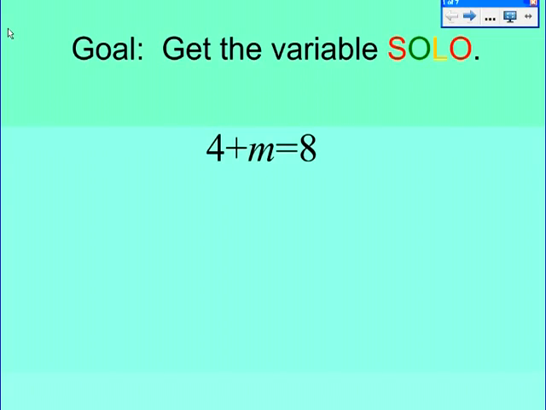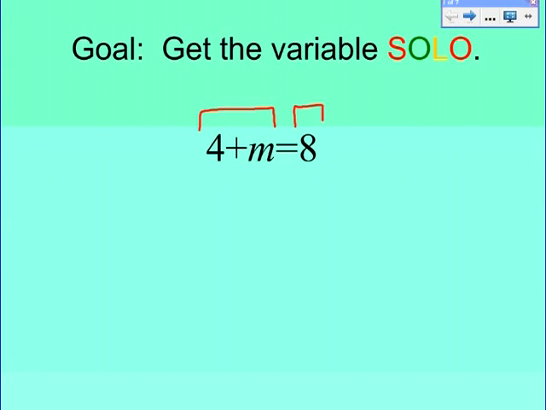This lesson deals with solving equations. When you solve an equation, you have to get the variable alone. In this equation, we have 4 plus m equals 8. There are two sides to every equation. This is the first side, and this is the second side. We know that 4 plus m needs to turn into just m. Then we'll have the variable alone, and we know we've solved it.